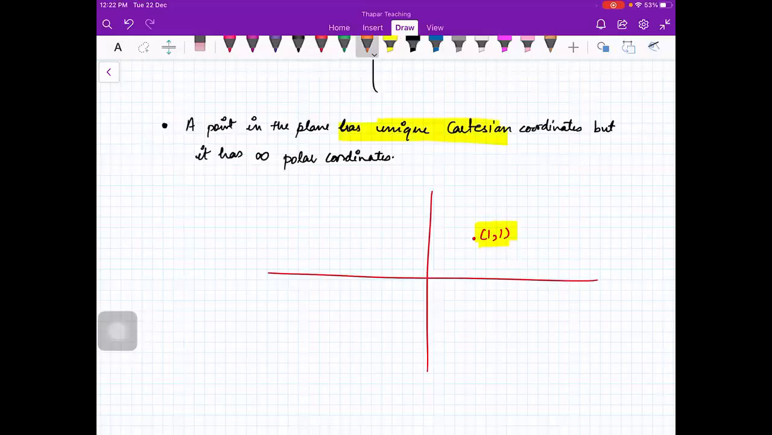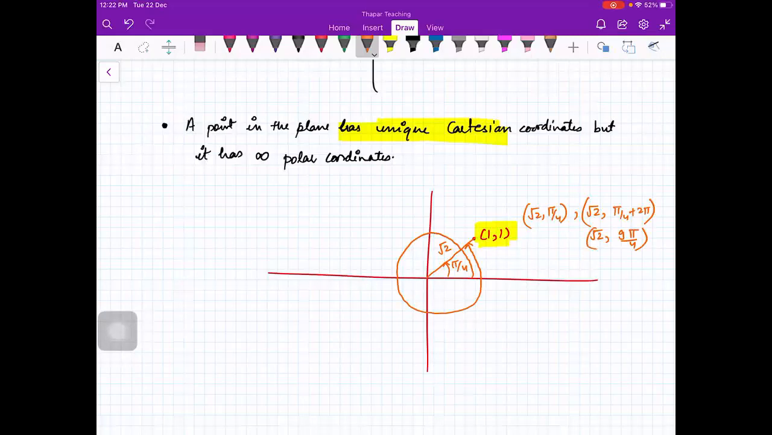Now come to polar coordinates. This is the angle I have measured, so the name of the point is (root 2, pi by 4). Now can I do like this: I go around the whole circle and come back here. So what is the angle? Pi by 4 plus 2 pi. So that is (root 2, pi by 4 plus 2 pi), that is 9 pi by 4. So the same point has the name (root 2, 9 pi by 4).